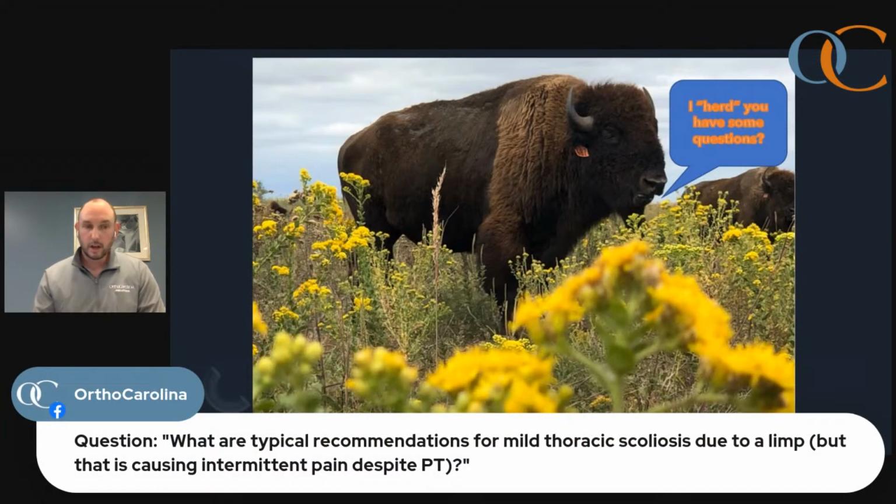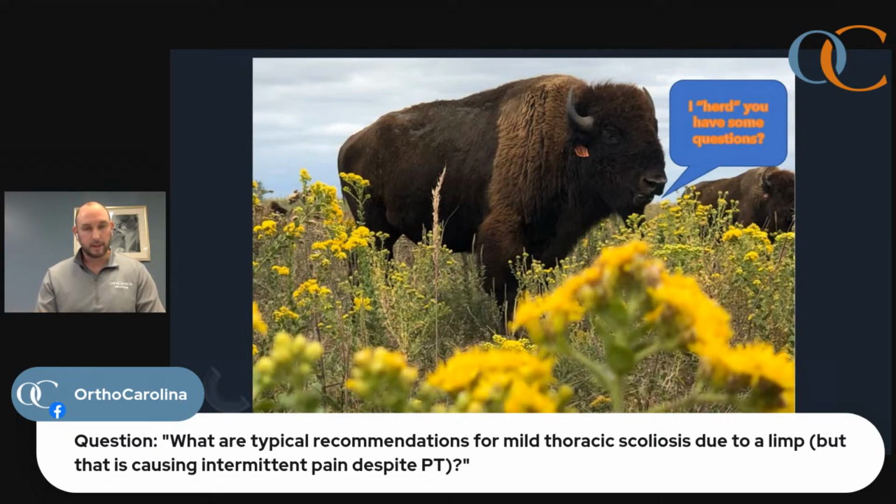Another question. What are typical recommendations for mild thoracic scoliosis that is causing intermittent pain despite PT? Okay. So typical recommendations for mild thoracic scoliosis: definitely doing physical therapy to balance out those muscles around the apex of the curve, very important.